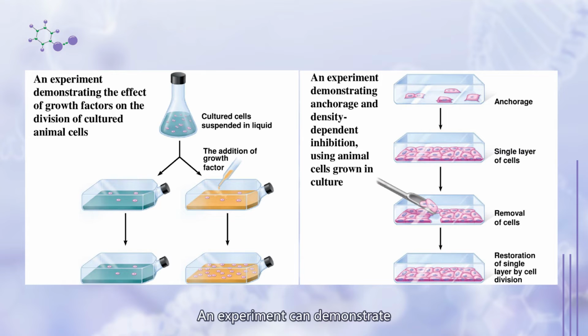An experiment can demonstrate that cells fail to divide if an essential nutrient is left out of the culture medium, for example, growth factors. Another experiment can determine anchorage and density-dependent inhibition in animal cancers grown in culture. To divide, the cell must be attached to a solid surface, and crowded cells stop dividing.